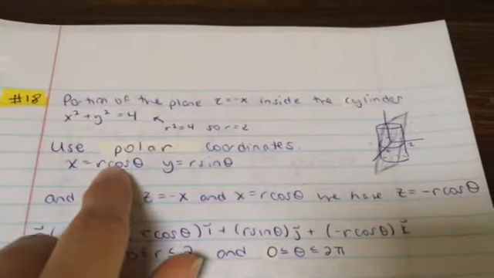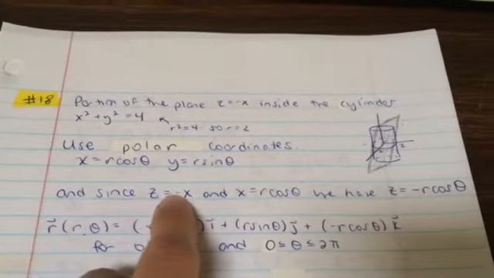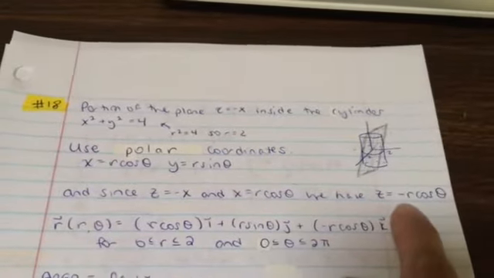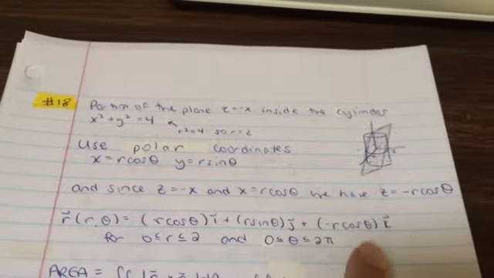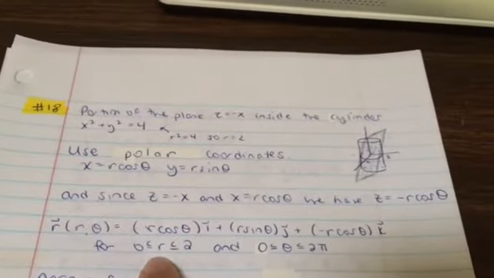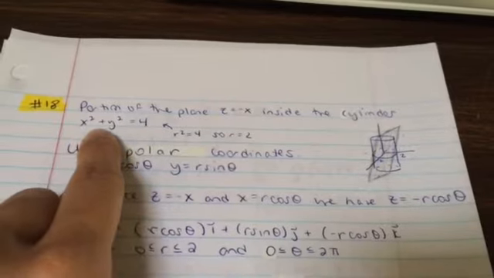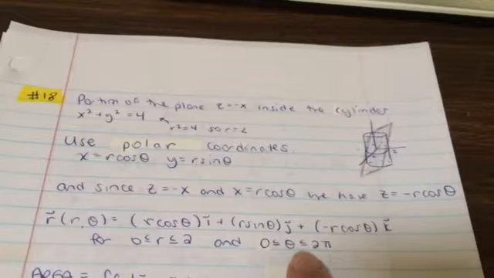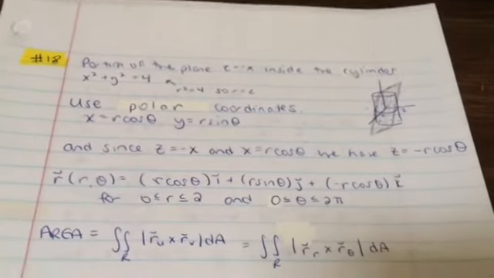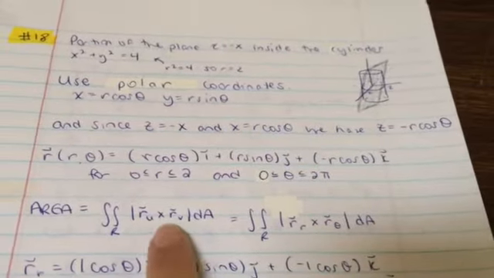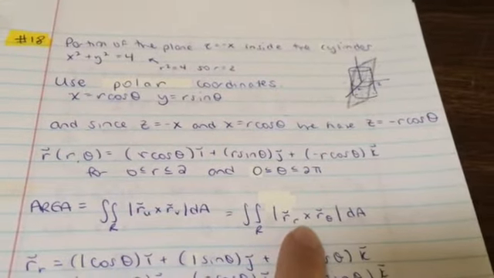Okay, so in polar, x is r cosine theta, y is r sine theta, z is negative x, and x is r cosine theta, so we have z as this. So here's my parameterization, x, y, z. My r is between 0 and 2 because of this. This is r squared is 4, so r is 2. And then no restriction on the theta, so theta is between 0 and 2 pi. So here's my formula for, why did I write that twice? Oh, I see, because the formula is normally in u's and v's. I rewrote it in r's and thetas.